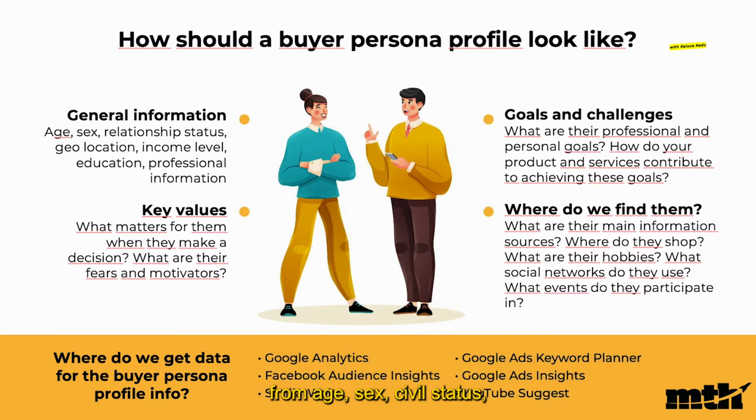It actually represents a profile, an actual robot profile of your target audience, and it consists of information from age, sex, civil status, relationship status, professional information, but it gets deeper than that and taps into the goals and challenges that your buyer persona has, their key values, the main goals that they have when they purchase your service or maybe your product. Also, this buyer persona profile should consist of information like what are the main information sources of your target audience, what are their hobbies, who are the influencers that they follow, and so on.